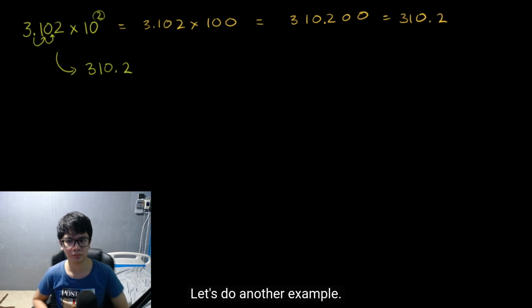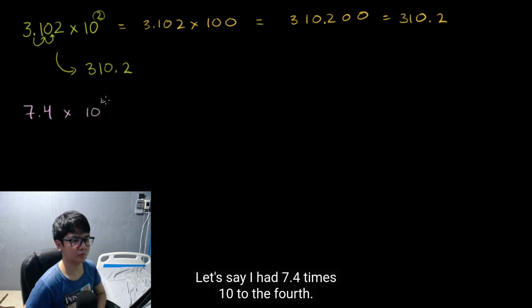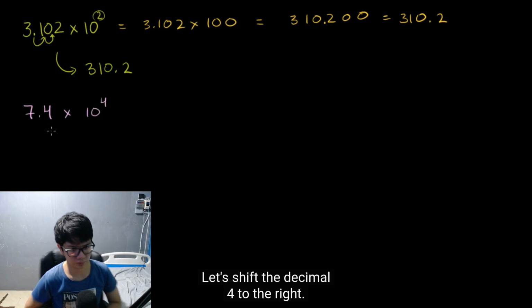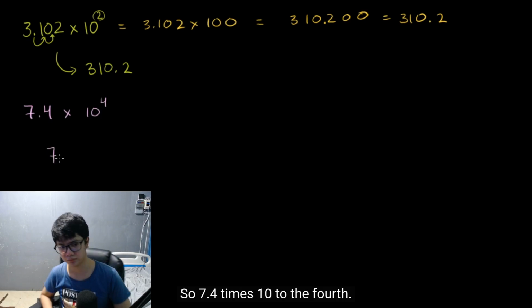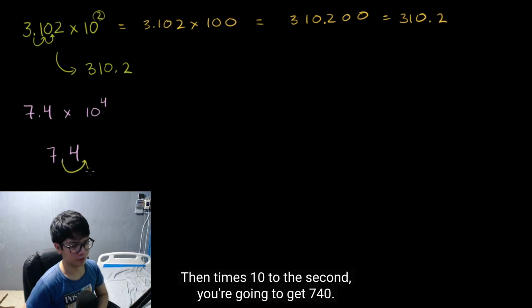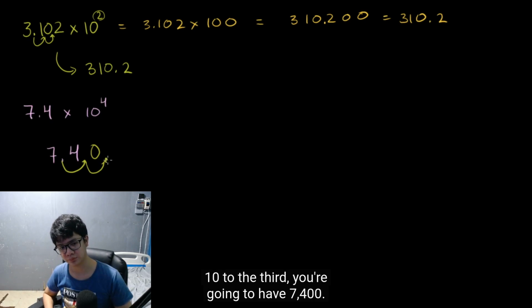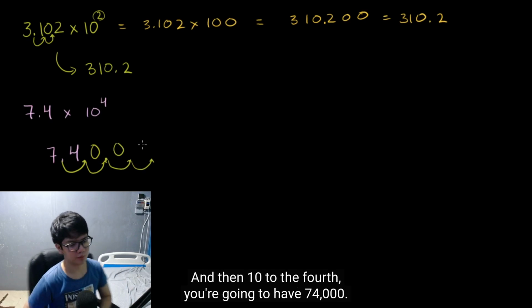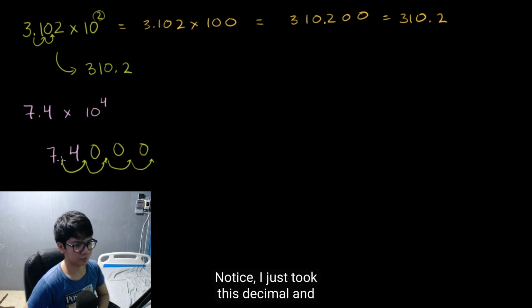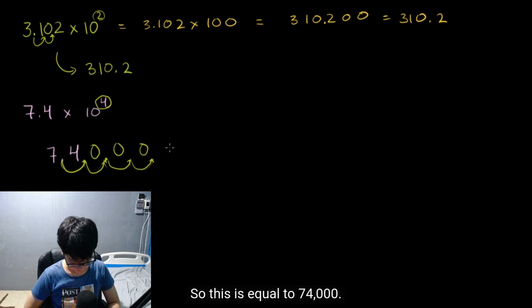Let's do another example. Let's say I had 7.4 times 10 to the 4th. Well, let's just do this the fast way. Let's shift the decimal 4 to the right. So 7.4 times 10 to the 1, you're going to get 74. Then times 10 to the second, you're going to get 740. We have to add a 0 there because we have to shift the decimal again. 10 to the third, you're going to have 7,400. And then 10 to the 4th, you're going to have 74,000. Notice I just took this decimal and went 1, 2, 3, 4 spaces.